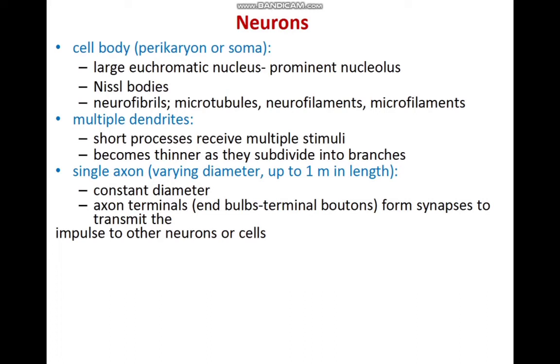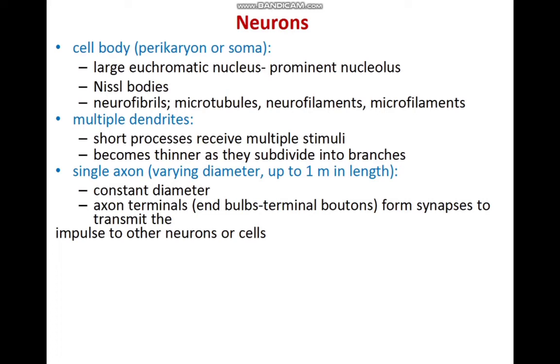As regards the structure, the neuron consists of a nerve cell body which is known as the perikaryon, and perikaryon is very important. The area around the nucleus is called the perikaryon. In the nerve cell body there is a nucleus which is euchromatic. It is pale staining with a lot of dispersed chromatin material, but in the center there is a very prominent nucleolus, and it gives rise to an owl's eye appearance.